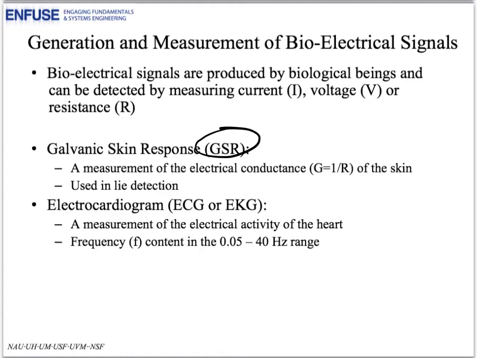Another very common measurement technique is the electrocardiogram, either the ECG or the EKG, and in this case we're making a measurement of the electrical activity of the heart. And when you're measuring these signals, as you'll see momentarily, there's frequency content that ranges as low as 0.05 hertz or 0.05 cycles per second, so very slowly varying, as high as, in some cases, 40 hertz.